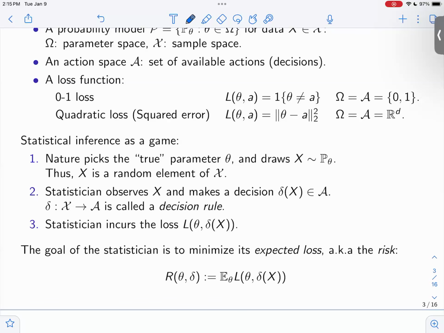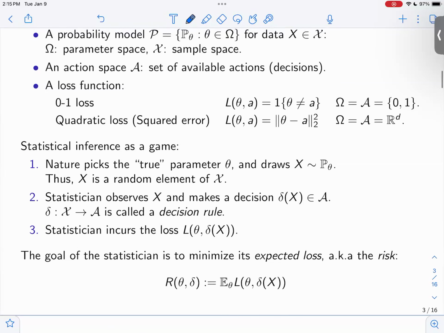So what does this loss mean? What is the nature of the problem? The statistical inference problem, you can view it as a game in this framework. So nature, or whoever generates the data, takes a true parameter theta from this parameter space. That specifies a probability distribution and draws x from this probability distribution.